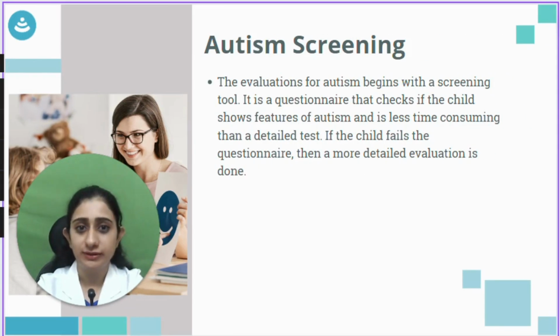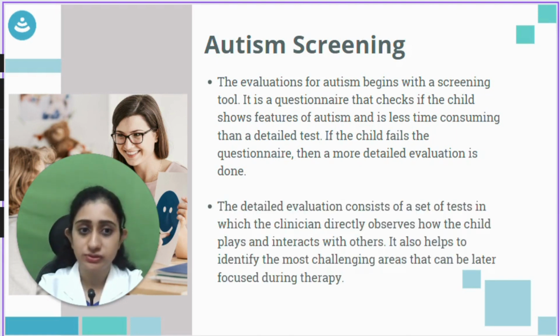So autism evaluation usually begins with the screening tool. It can be a questionnaire that checks if the child shows the features of autism, and it is less time consuming when compared to a detailed test. If the child fails the questionnaire, then it requires a further detailed evaluation.